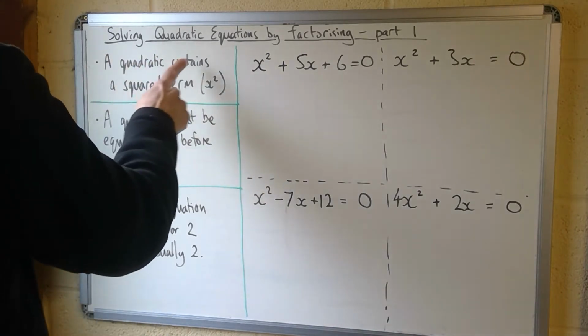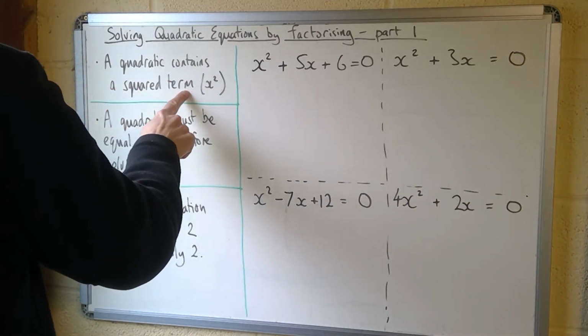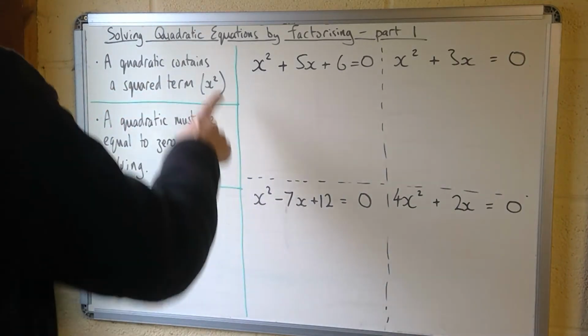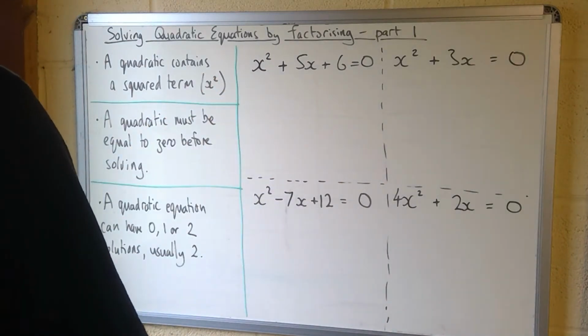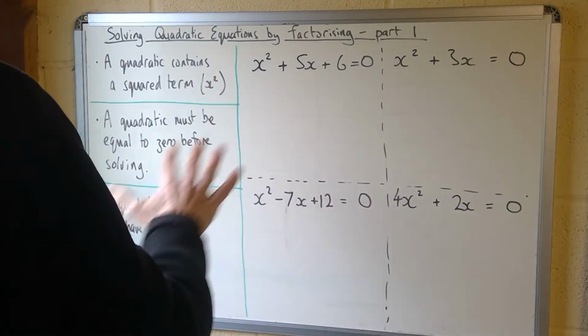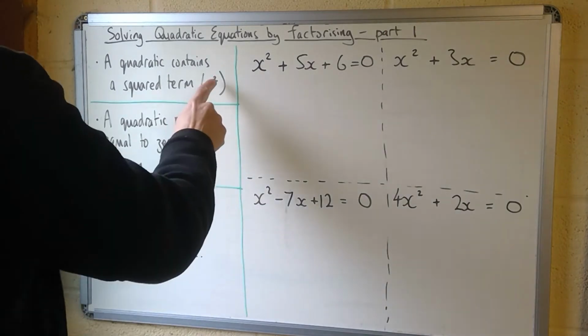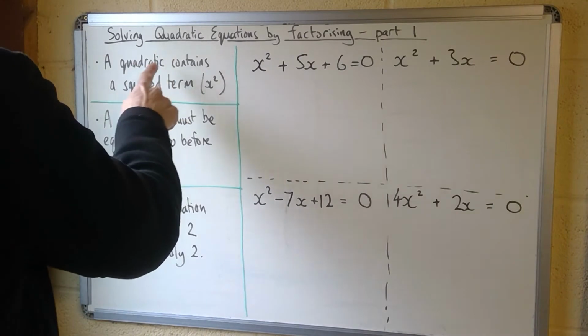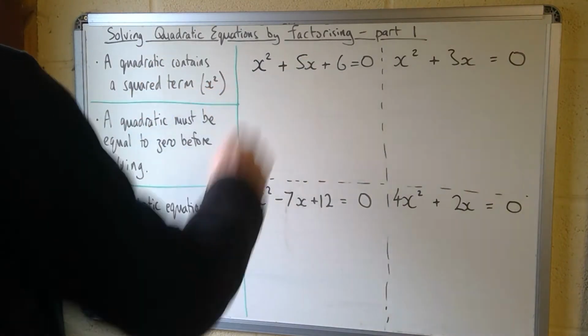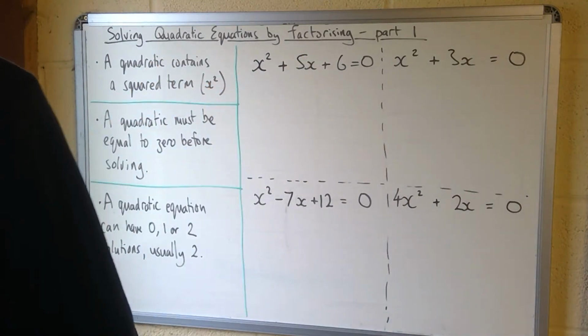So a quadratic equation contains a squared term. That's what the word quadratic means. So usually x squared, but the highest power will be squared. If there was a cubed or a power 4, then it wouldn't be a quadratic equation. If there isn't a squared in it, if there's no powers at all, then it's a linear equation. So a quadratic equation is when the squared is the highest power.